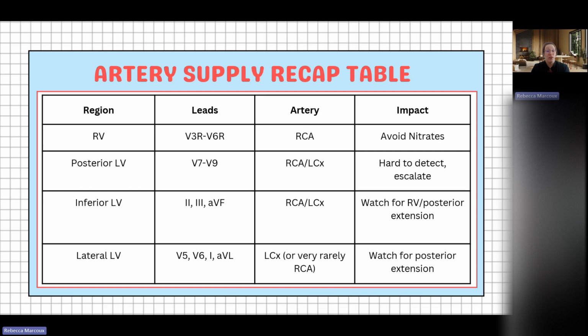We're thinking of our inferior region, so lead 2, lead 3, aVF. Again, the coronary circulation varies, and with our inferior, we always want to watch for right ventricular or posterior extension. And lastly, whenever we see a lateral MI, we want to be thinking about watching for posterior extension specifically.